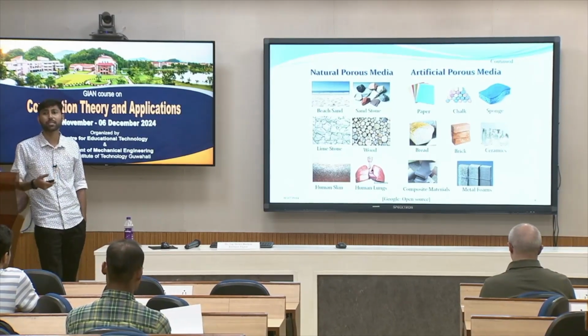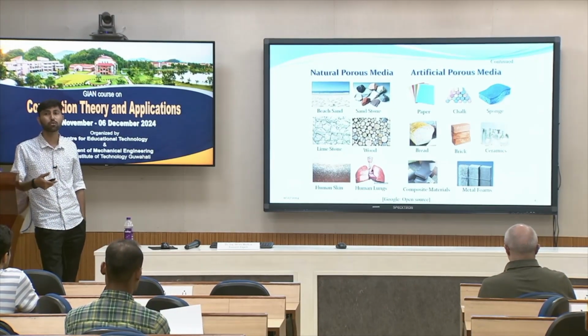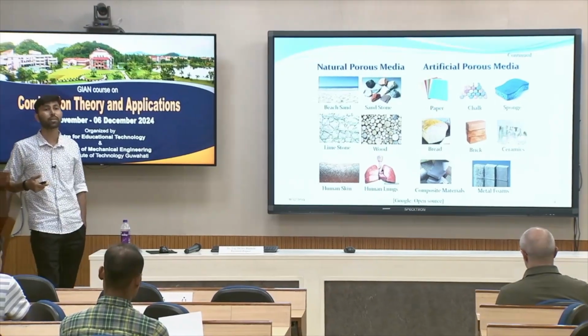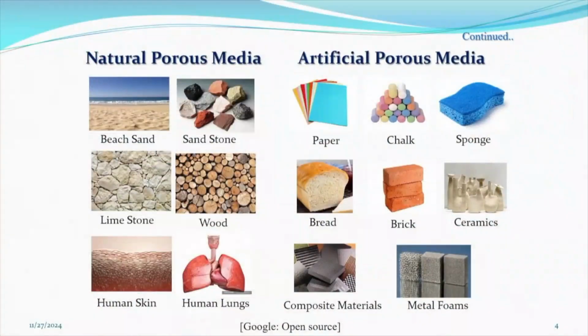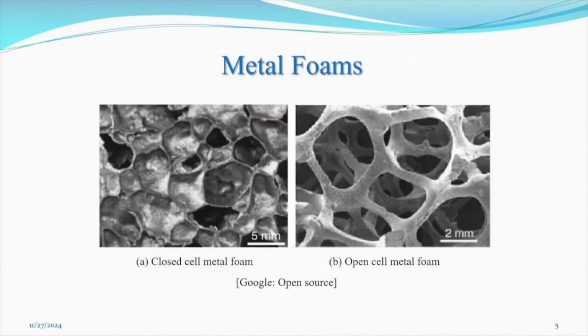In our case, it is heat transfer enhancement using metal foam. Metal foam is artificially prepared. For our requirement and specification according to our design, we can prepare this metal foam, so it comes under artificial porous media. And when it comes to metal foam, two types are available: one is closed cell, another one is open cell. The first one is the closed type.